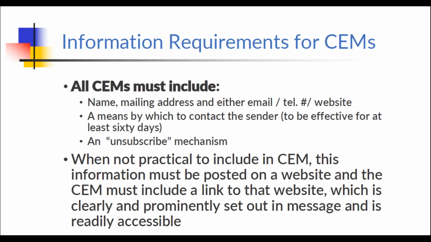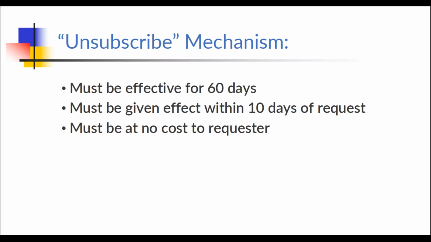Now, sometimes that's a lot of information, and you don't want to include all of that in your email. Well, CASL allows you to do that: if it's not practical, you can post all that information on your website and have a link to the website in your CEM. But that link has to be clearly and prominently set out in the message. Okay, so that's easy. Most of you probably already meet those information requirements. But what about the unsubscribe mechanism?